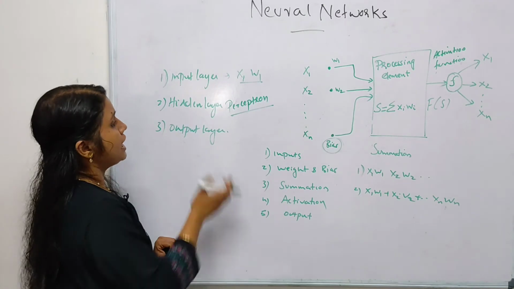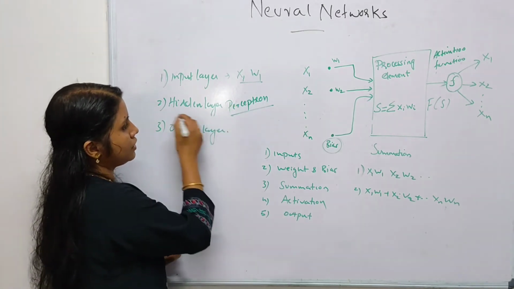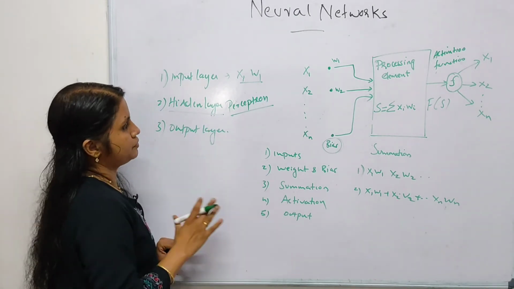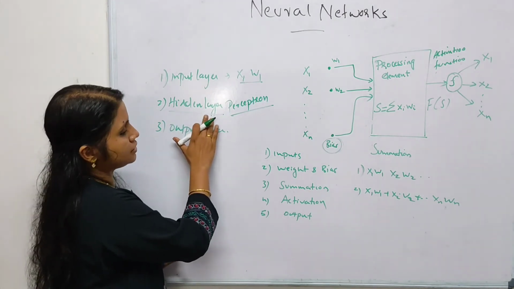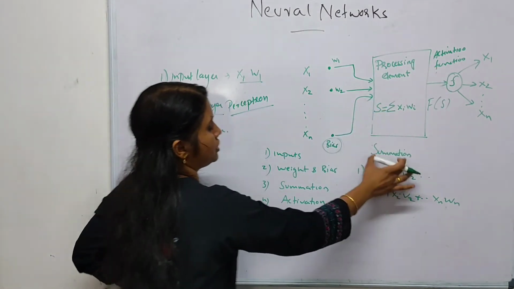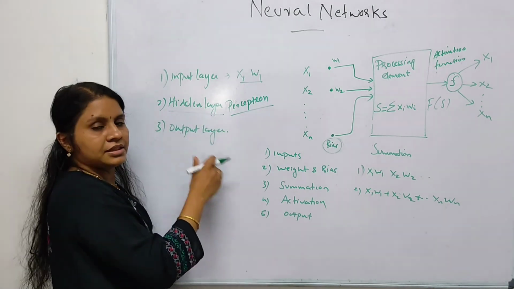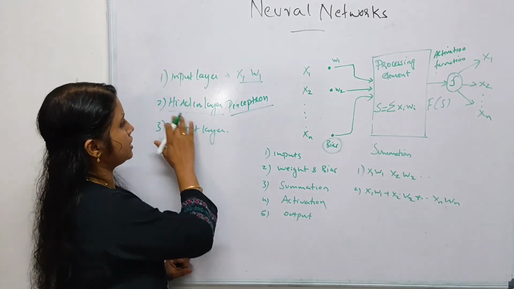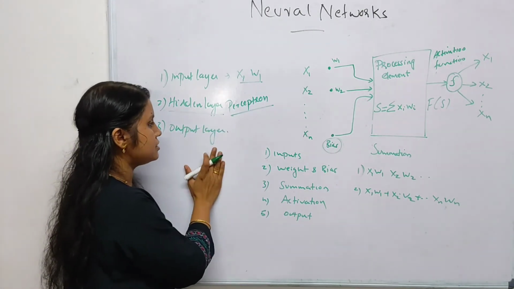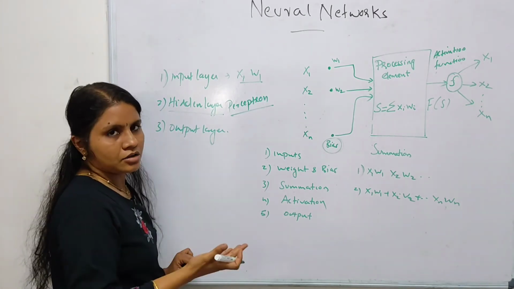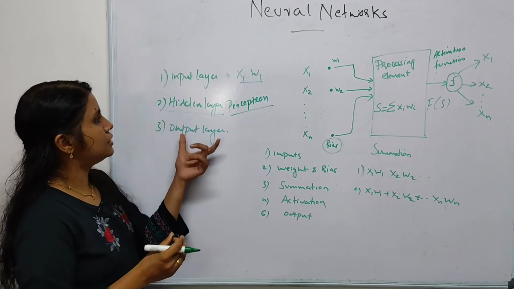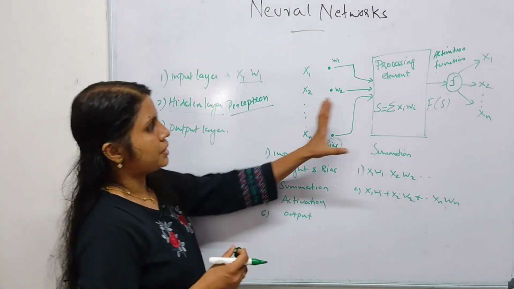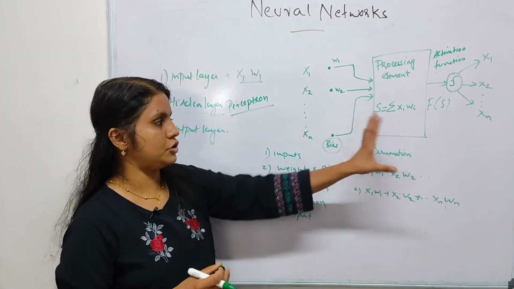We are providing the input, and in the hidden layer, there may be one or more hidden layers in the neural network. The summation and activation function come under the hidden layer, that is the transformation and computation for getting the output. And last is the output layer, which contains the outputs. So these are the three layers of the neural network: input layer, hidden layer, and output layer. This is the basic structure of an artificial neural network.